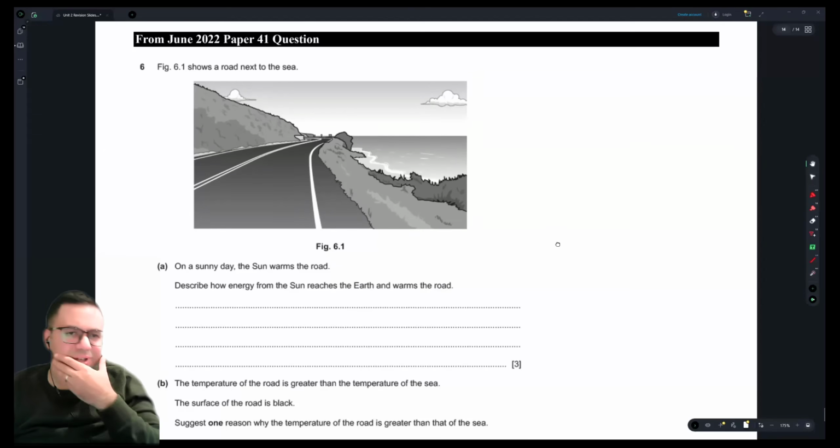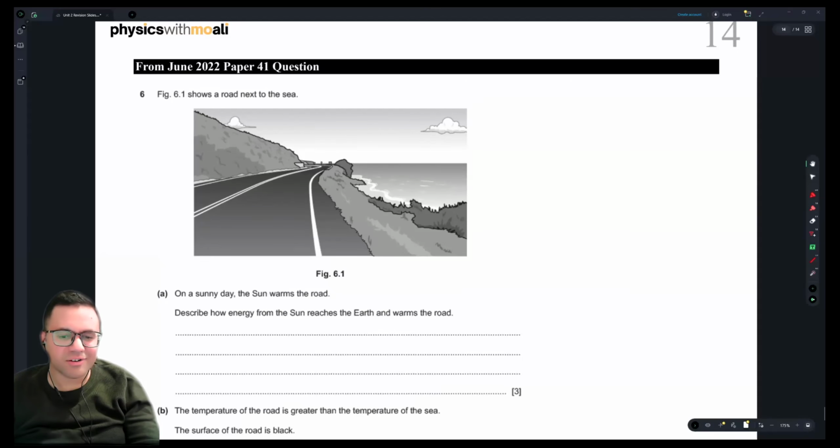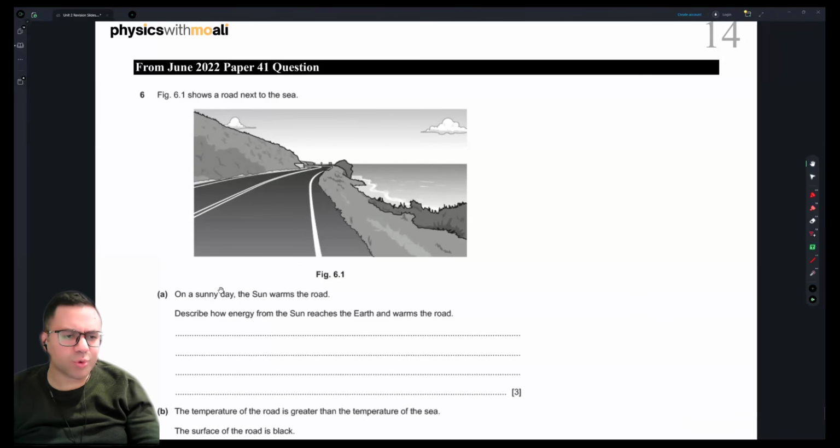Ooh. Wait, how does energy from the sun reach the road? What's the method called? You're going to say, oh yeah, it's radiation. That's easy. Fantastic. It's good that it's easy. But here's the thing. Why is it worth 3 marks? What do you think?